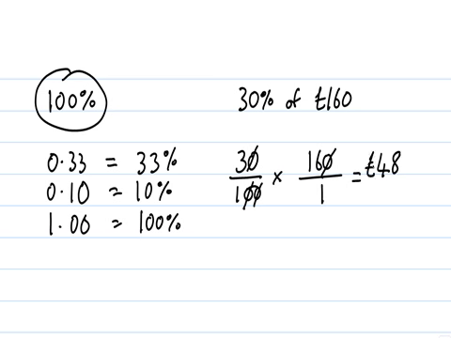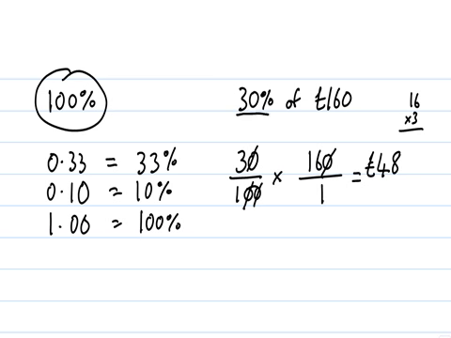If you couldn't do that in your head, then you would just write out a little multiplication sum, like so, and that would enable you to get the answer. So that's the first method of being able to write down the answer and work this question out.